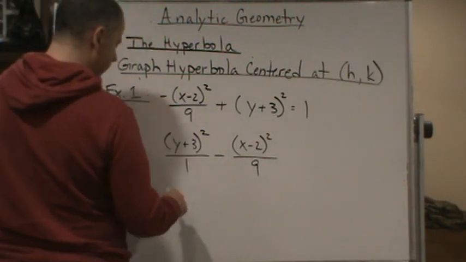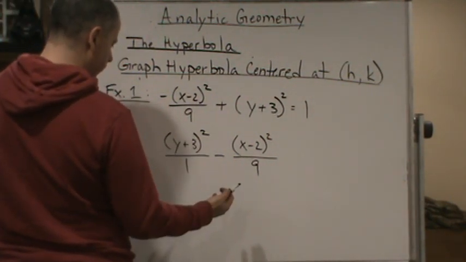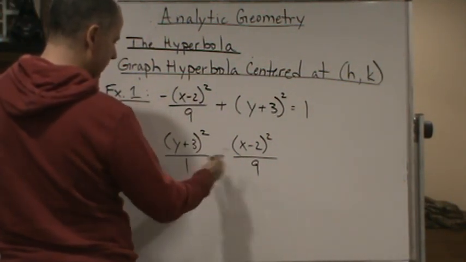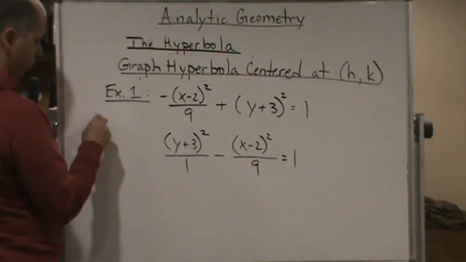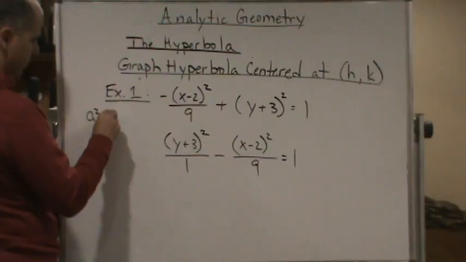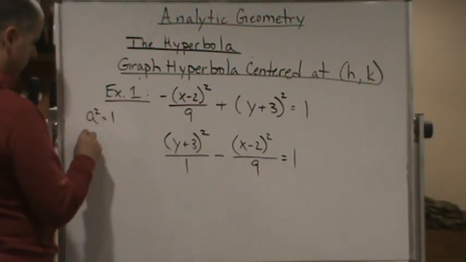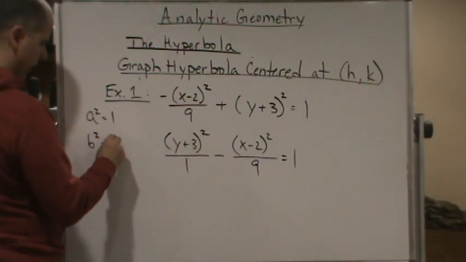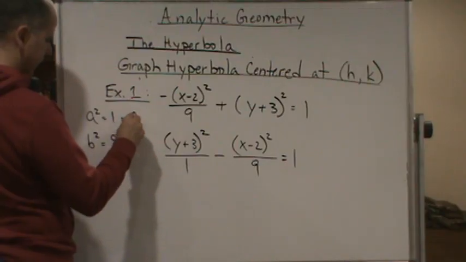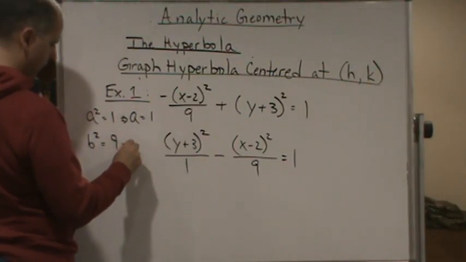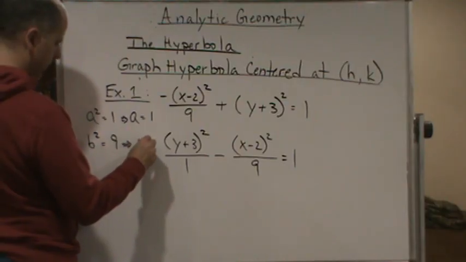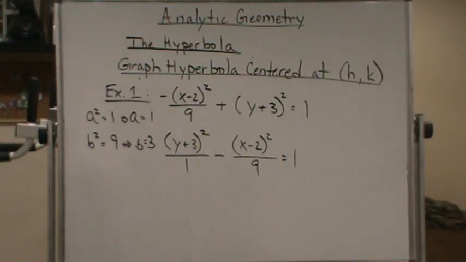So now, what does this tell us? Well, a squared is equal to 1, b squared is equal to 9, and that tells us a is equal to 1, and b is equal to 3, right? Okay, good.